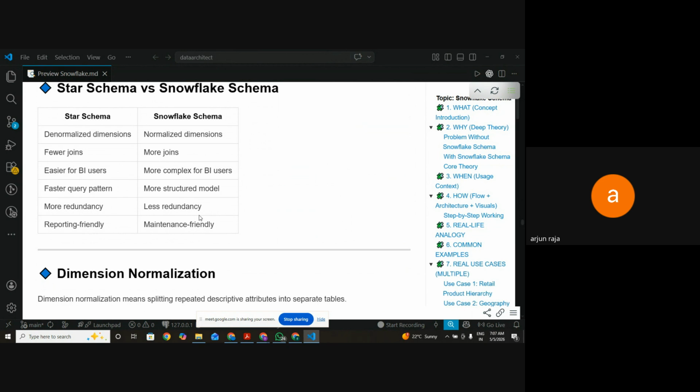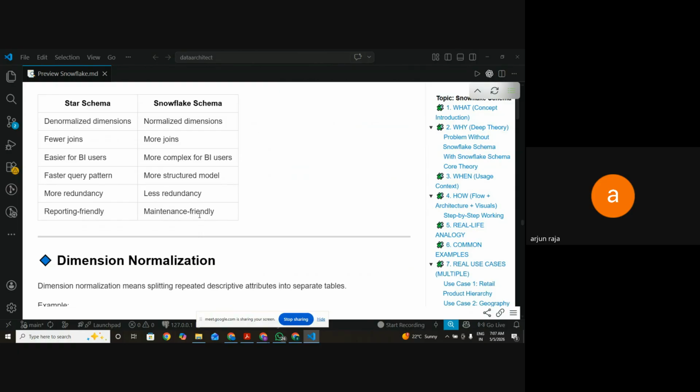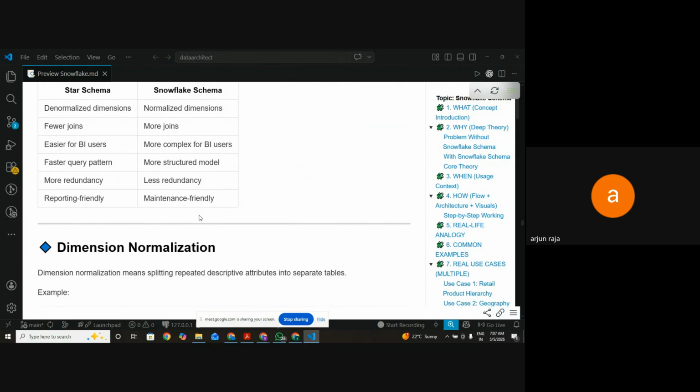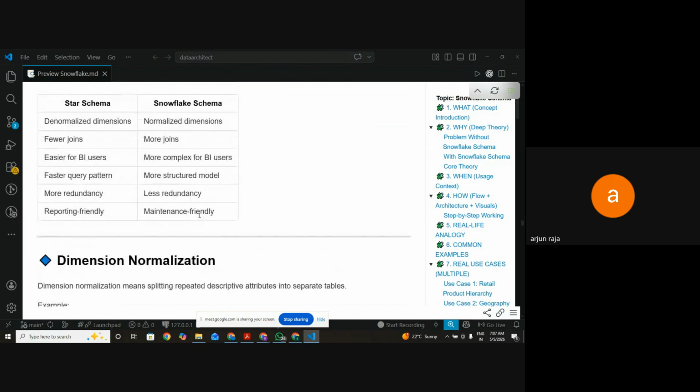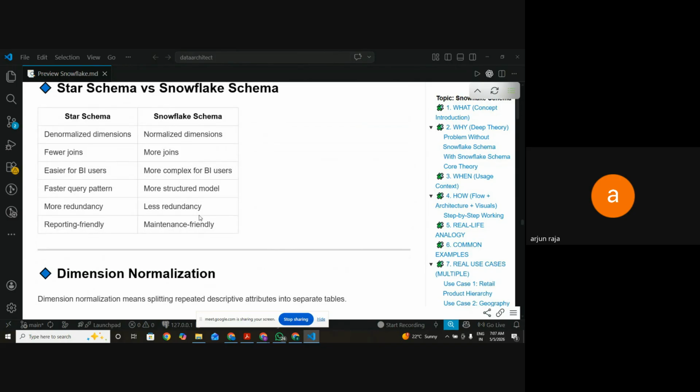More redundancy in star, less redundancy in Snowflake. Definitely there is some repeated information in star, but here there is no repeated information. Star is reporting friendly; Snowflake is maintenance friendly. This is very important. Because of this, we are going to use Snowflake. Whenever we want to create a data warehouse, we are going to use Snowflake a lot.